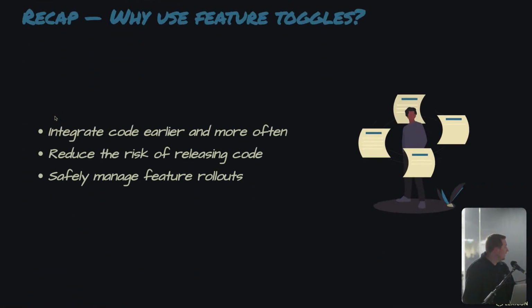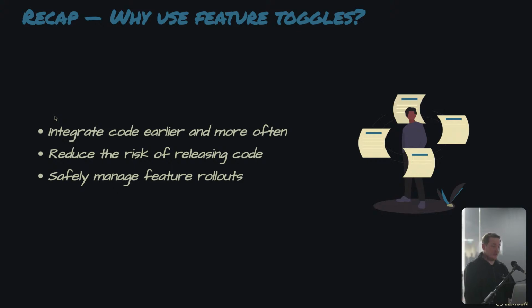All right, so I'm getting very close to the end, so I'm going to do a quick recap of what we've spoken about. Why do we use feature toggles? The main thing we want to do is integrate our code early and often as we can, and get our code out to production as fast as we can.